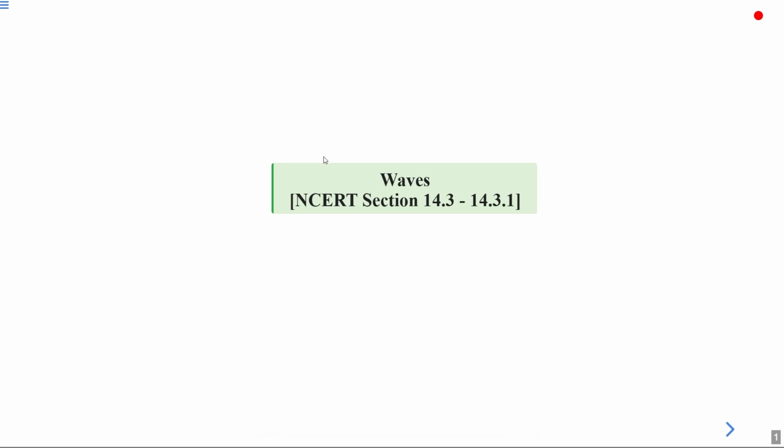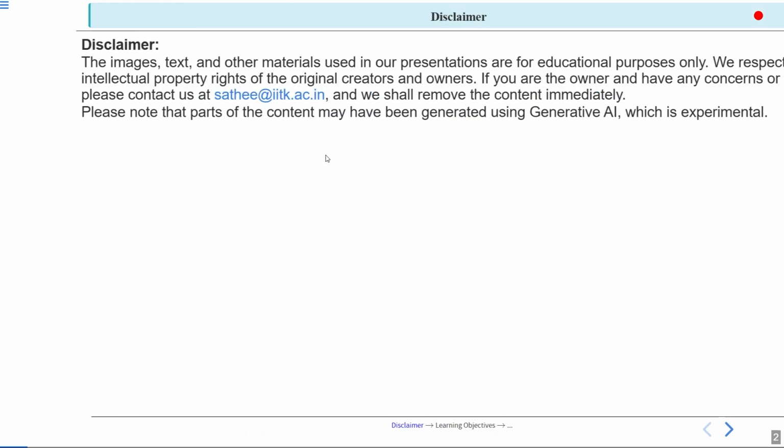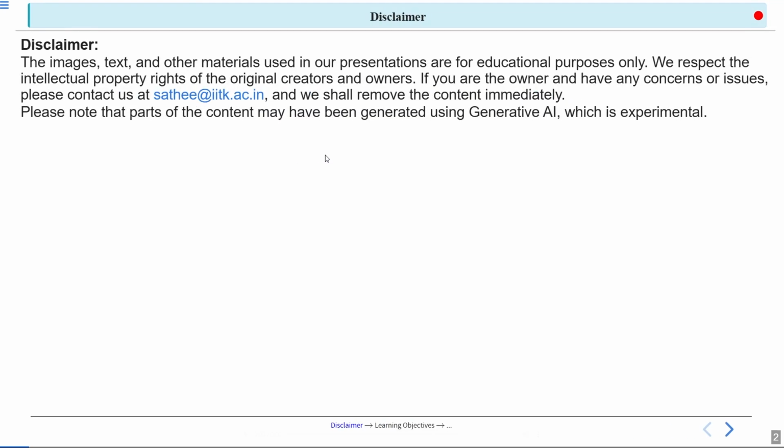Hello students, in today's lecture we are going to learn about waves. In this lecture we will cover NCERT section 14.3 to 14.3.1. This is our disclaimer.